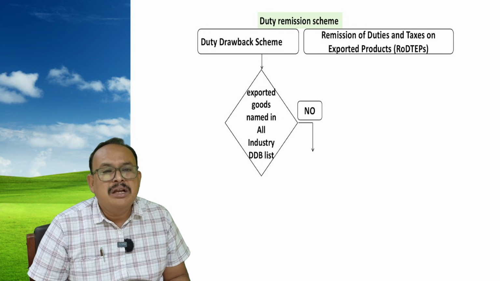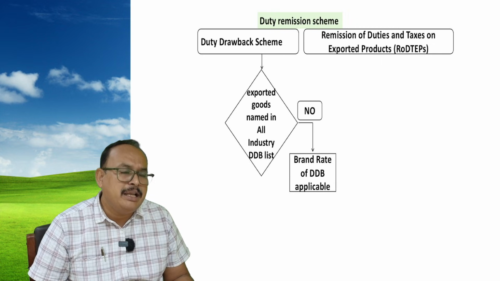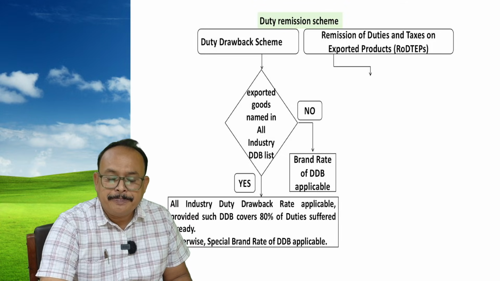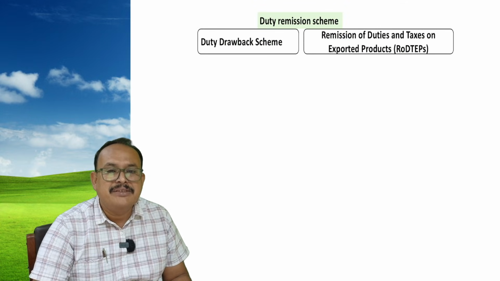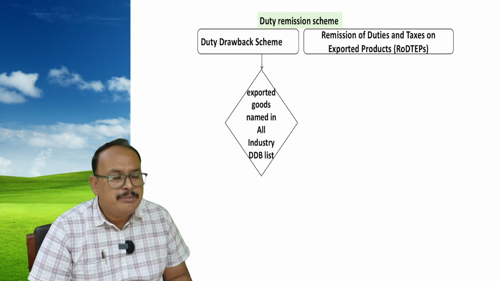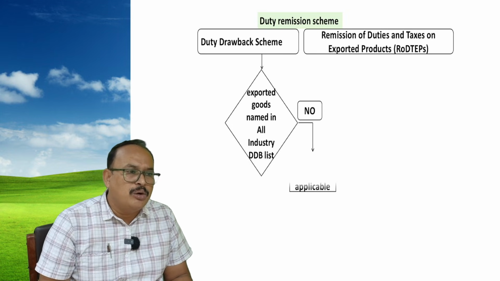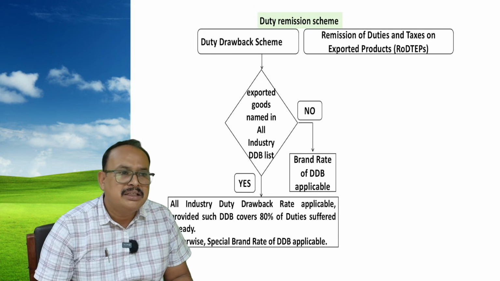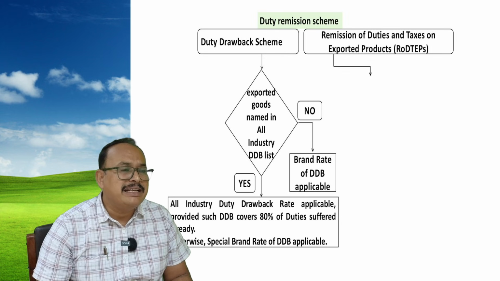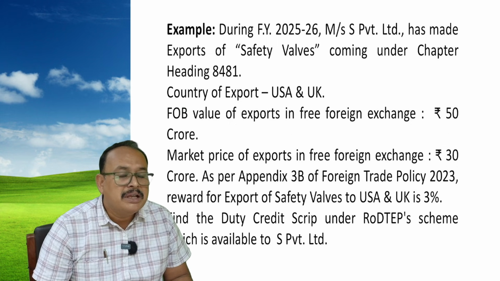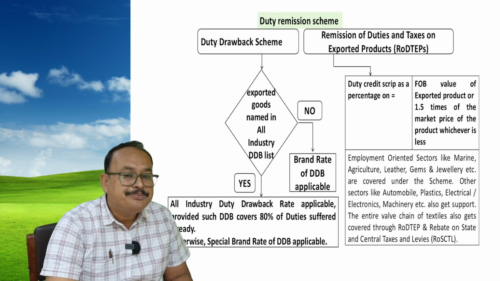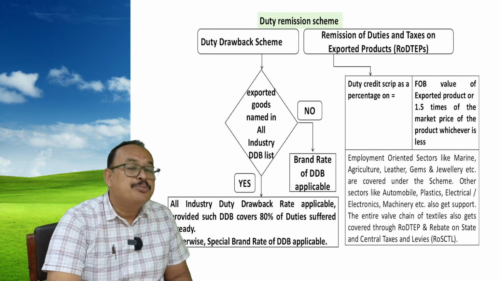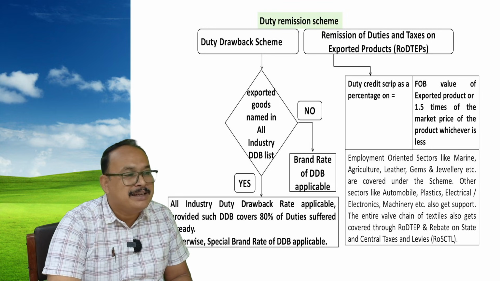Now coming to duty remission schemes, where we have the following schemes: the duty drawback scheme, followed by the RODTEP scheme. I will explain to you, don't worry at all. First and foremost, look here. In the given case, duty drawback scheme, there are three types of duty drawbacks that we have. We already referred to them in the regular class also. One is all industry duty drawback. The other is the special brand rate. Three are there.